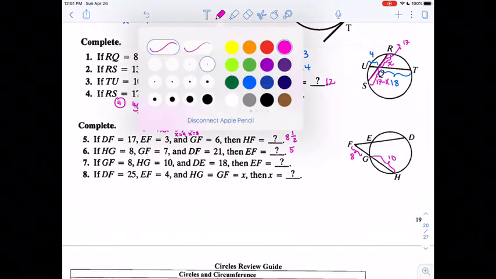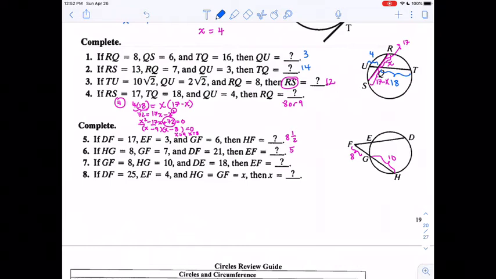Now switching colors on the other secant, we have DE is equal to 18. And then EF we don't know. So if you remember, this is number 7, the way that we would attack these problems is the whole entire secant segment times the external is equal to the other whole secant segment times the external. So let's use the pink one as an example. The whole entire length of the secant FH is 18, 8 plus 10.